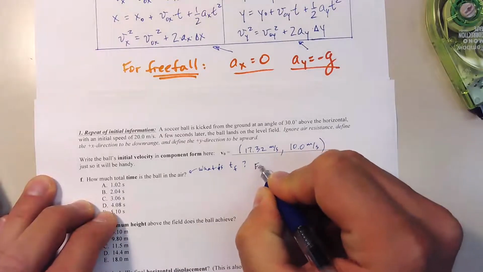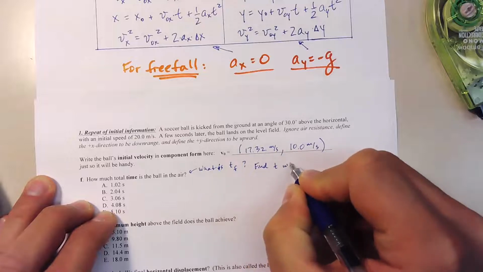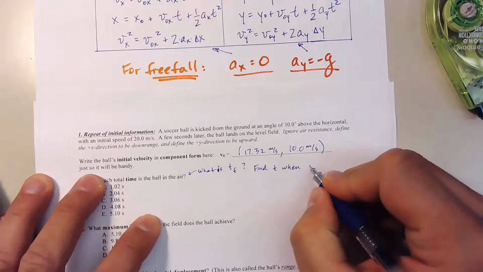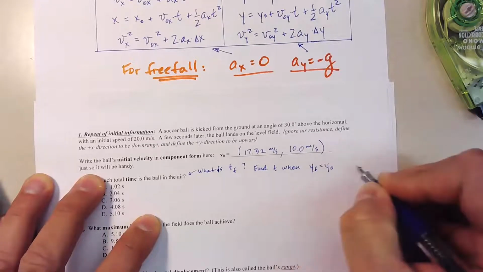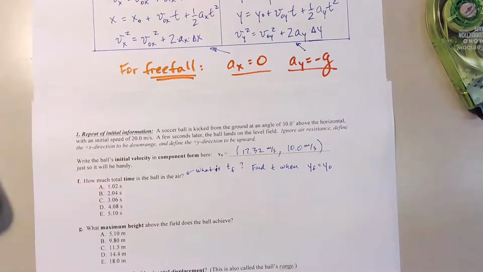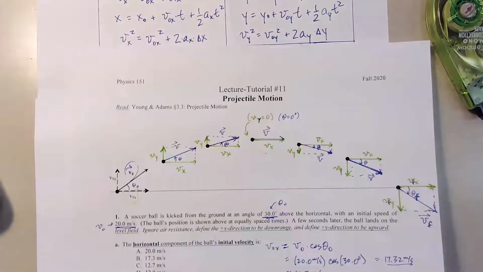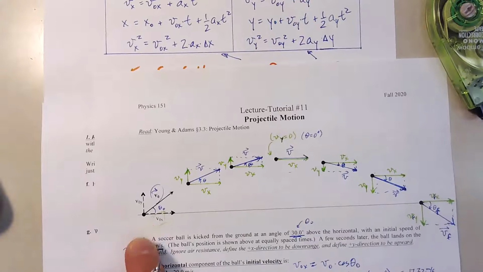Okay, so we're going to find t when we have a choice. We can either say when y final is equal to y initial, right? That would be, and we could set those both equal to 0 if we decided to define our origin right here at the ground.